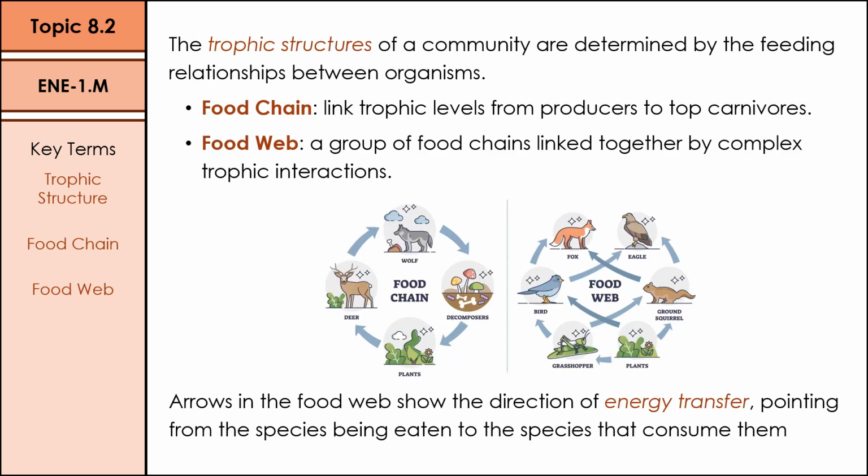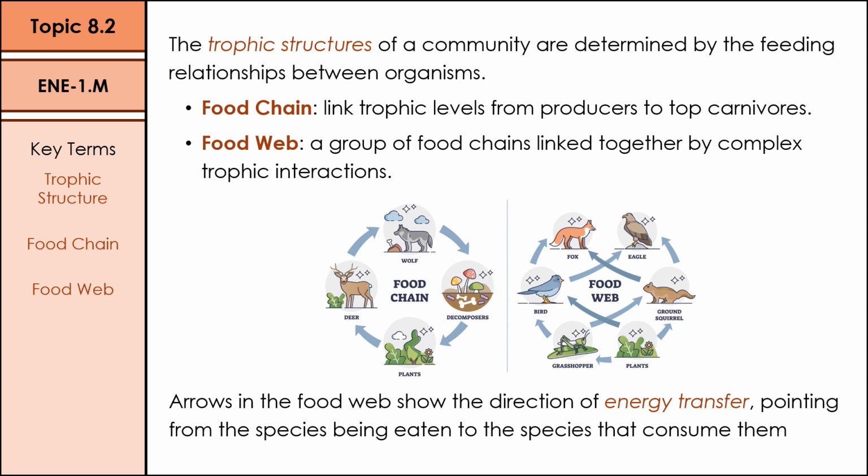So the trophic structures of our community, again, are determined by our feeding relationships. The arrows showing us the direction of our energy as it travels through the ecosystem. When we consider a food chain, we're linking our trophic levels in a line. We're taking producers to whatever level of consumers we end with, whether it be tertiary or quaternary.